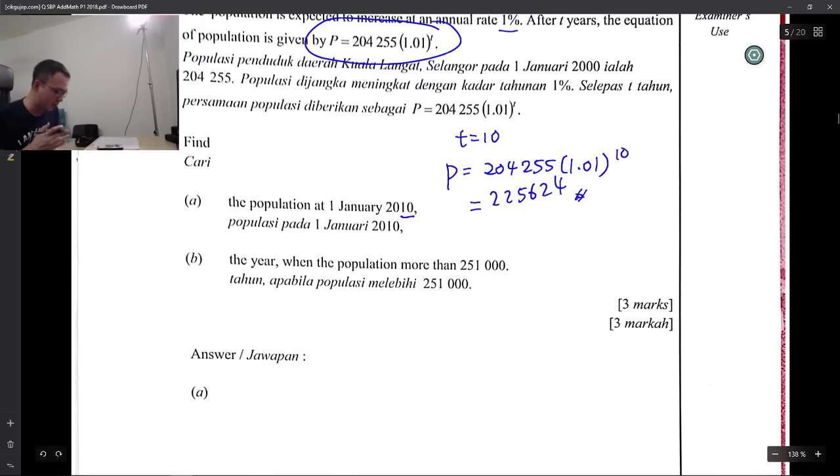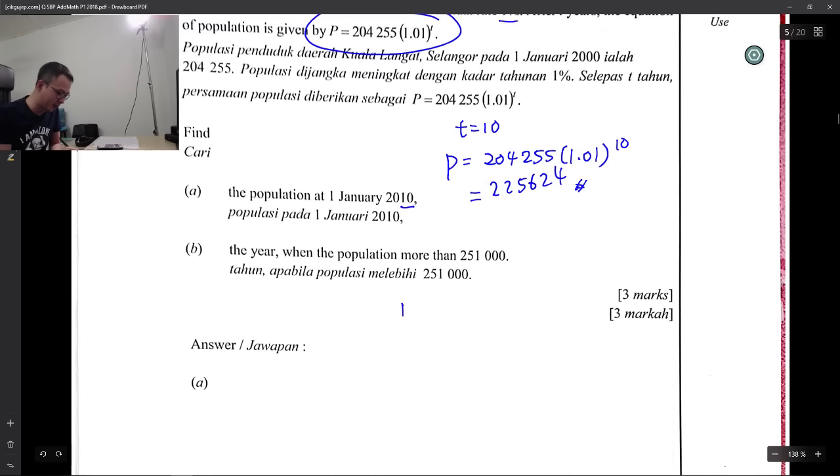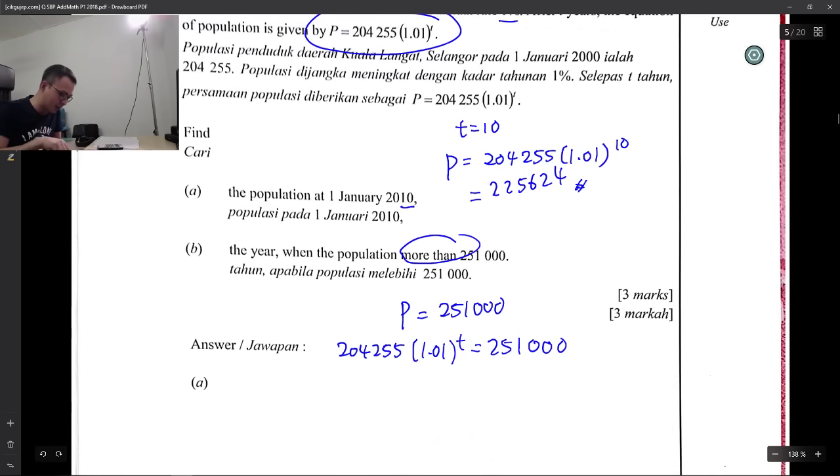So find the year when the population has 251,000. That means P should equal 251,000, right? So I sub into my P equation: 204,255 times 1.01 power of t equals 251,000. Then I know I need to solve this one. And the question says more than, right? So I shouldn't write equal. I should change it to more than.